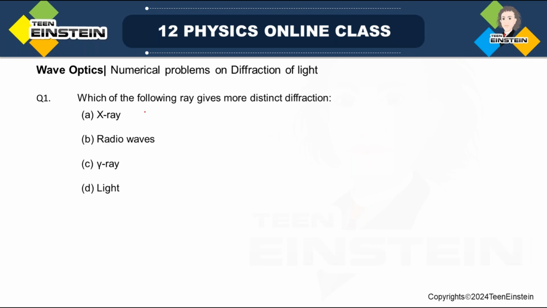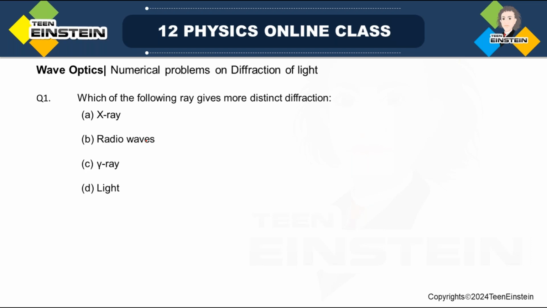So this question says, which of the following rays gives more distinct diffraction? You look here, the rays given are: X-ray, radio waves, gamma ray, and light. Out of these 4 rays, which one will give more distinct diffraction?